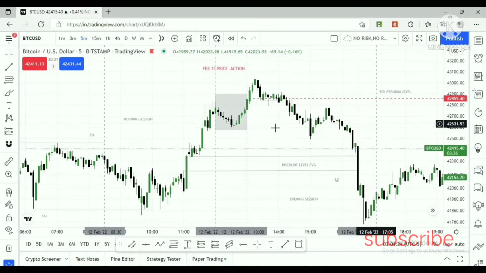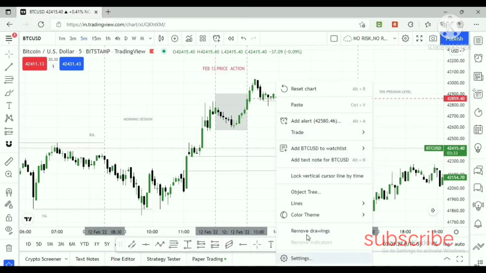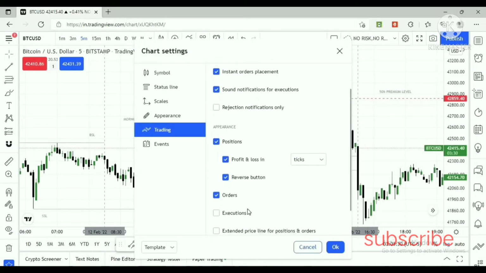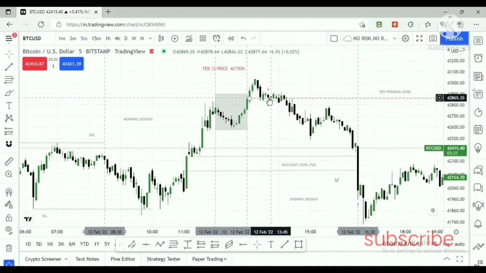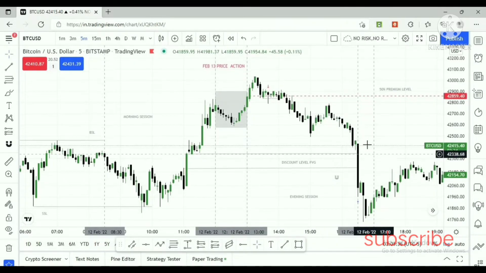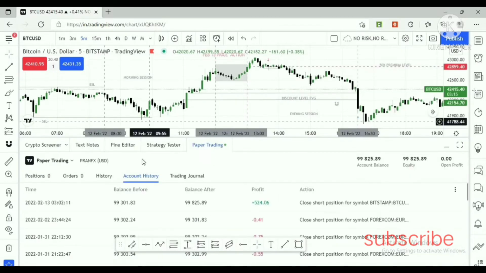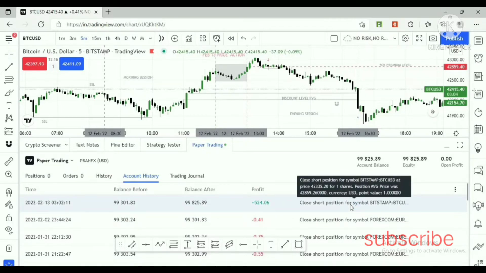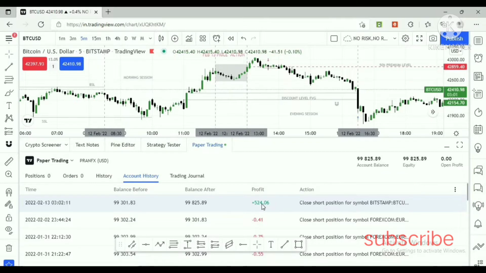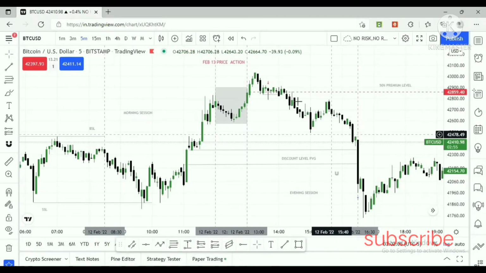I will show you my paper trade execution proof. See guys, you can see this is my entry level, this is my target level. You can see how simple this is. I will show you the history. See guys, this is yesterday, Feb 13. You can see here my entry level and exit level. Profit is $524. This is a paper trade.